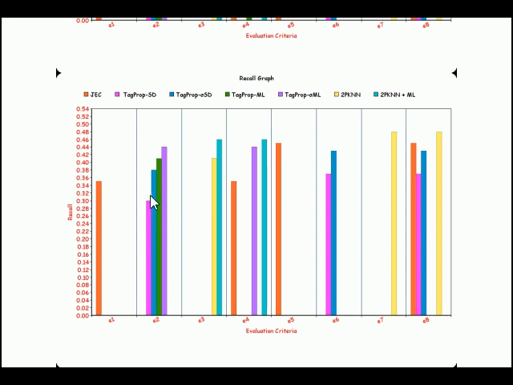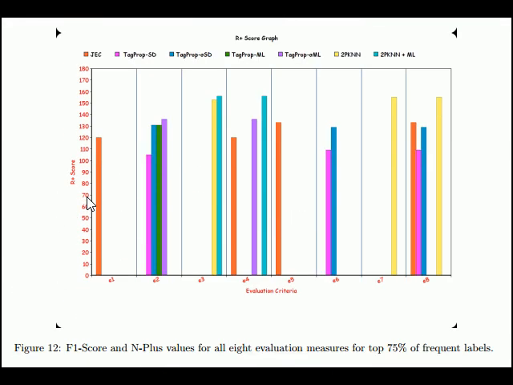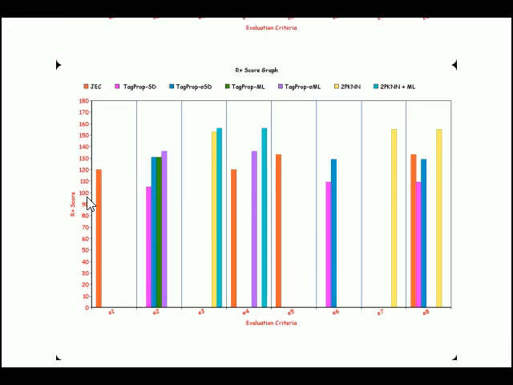Similarly, in the recall graph, we can see that 2pKNN ML is performing better than TagProp and TagProp is performing better than JEC. This is the N plus graph for the above setting. We can clearly see that even in this graph, the trend is followed. JEC is performing at 120 while TagProp has better performance and for 2pKNN the performance is increased even more.